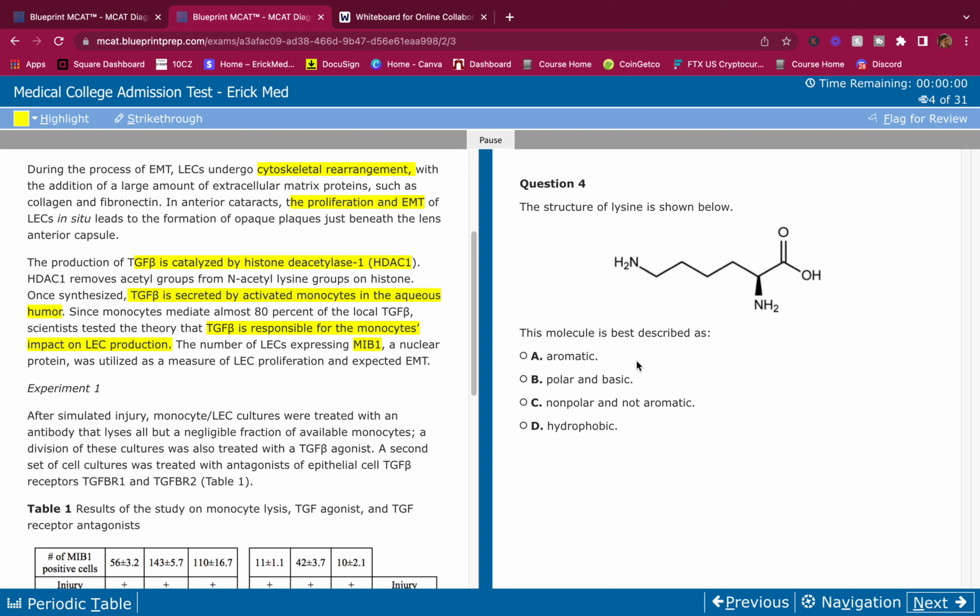The structure of lysine is shown below. This molecule is best described as what? Easy, guys. You should know this. This is basic polar content review. I shouldn't have to go over this.